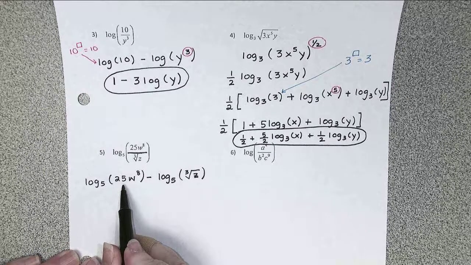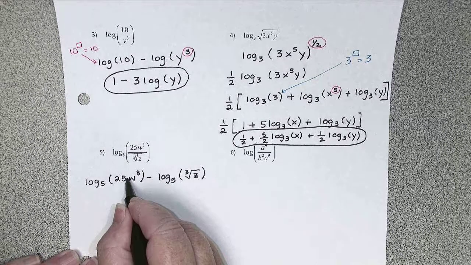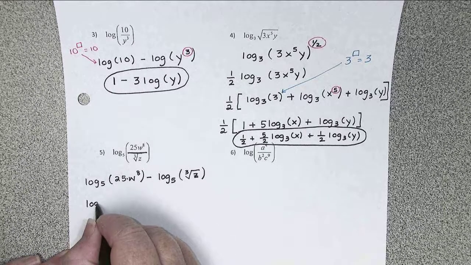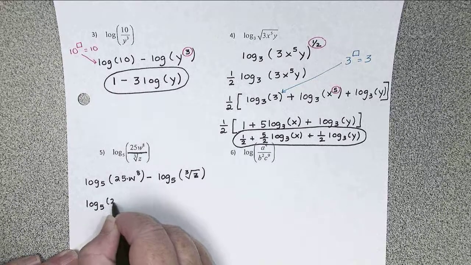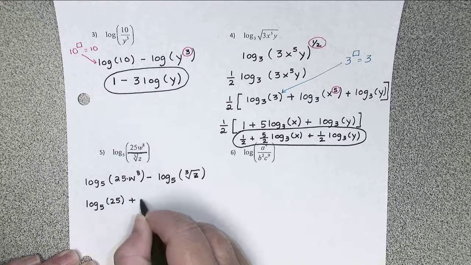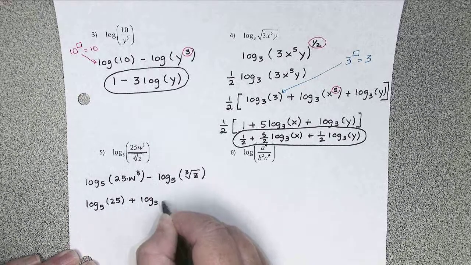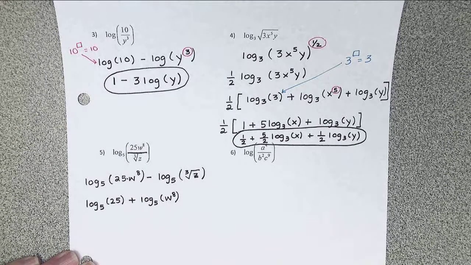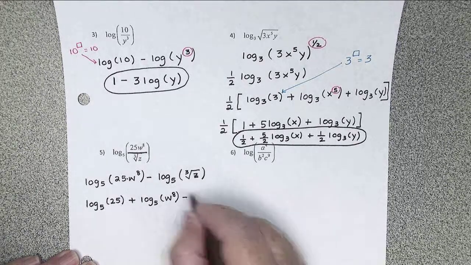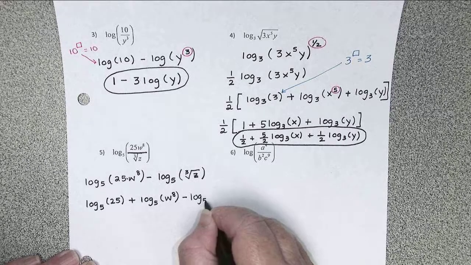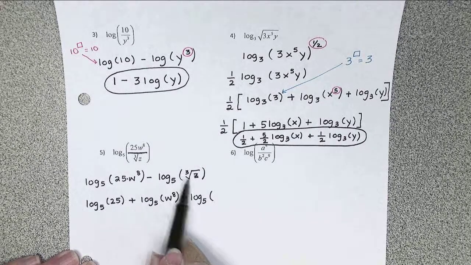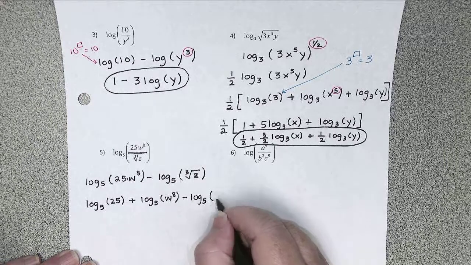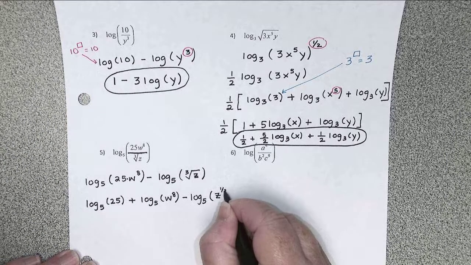I'm now going to deal with the product. There's multiplication right here, so I can separate that into the sum of 2 logs. The log base 5 of 25 plus the log base 5 of w to the 8th, and then minus the log base 5. And again, when I see a cubed root like that, I'm thinking, well, I know that's a 1/3 power. Since I have a power property, it's probably a good idea to write that as the 1/3 power.